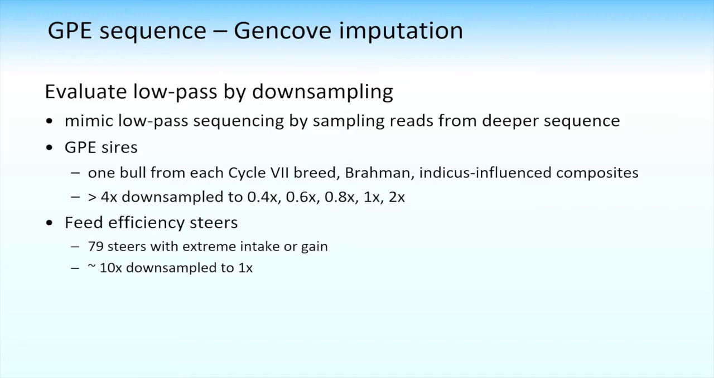Our evaluation of low pass started with downsampling bulls we had used in GPE. One bull from each of the cycle 7 breeds, Angus, Red Angus, Hereford, Charolais, Gelbvieh, Limousin, and Simmental, plus a Brahman, Beefmaster, Brangus, and Santa Gertrudis bull were identified. Between less than half an X up to 2x worth of the sequence we had from those bulls were randomly sampled and genotypes imputed from the downsampled sequence. We also used a set of intensely studied steers having extreme high or low intake and gain on the finishing rations. These steers had been sequenced to about 10x and were downsampled to 1x.